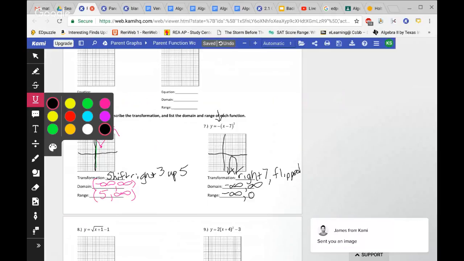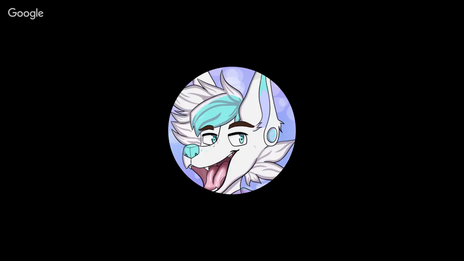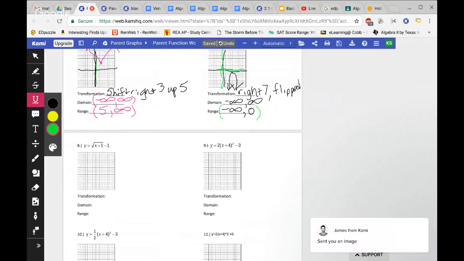Because if I'm looking at that y-axis, if I go up, it actually stops right there. So it starts negative and goes to 0 and then stops. Does that make sense? Yes. Okay. All right.